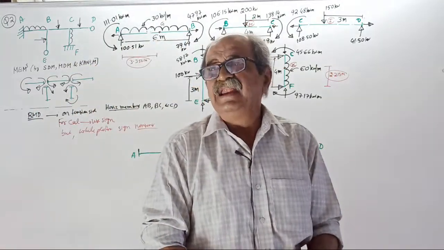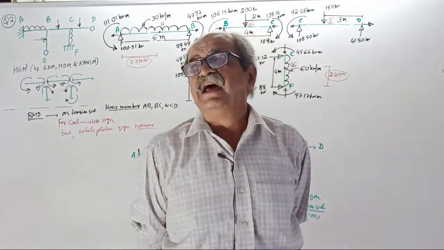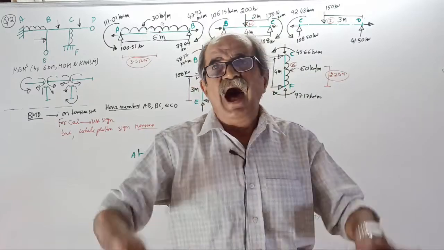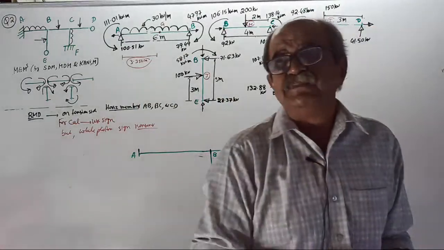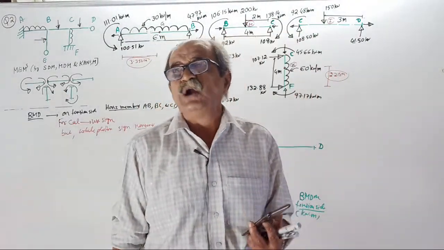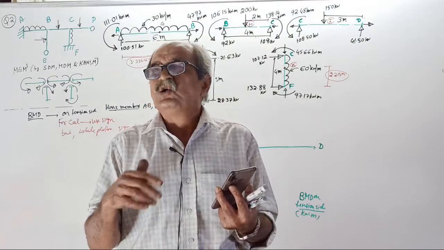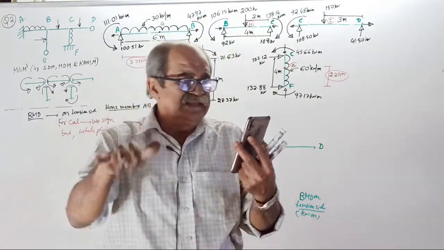Some people I have seen, they draw BMD on tension side and use minus plus sign. Utter nonsense. They should know at least that much basic concept. If that much is not known, they should silently go for superimposing principle and wash their hands off.